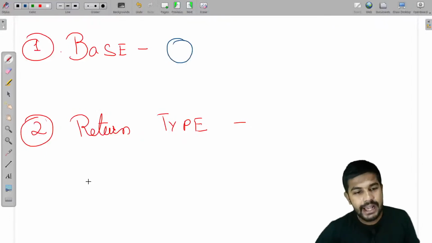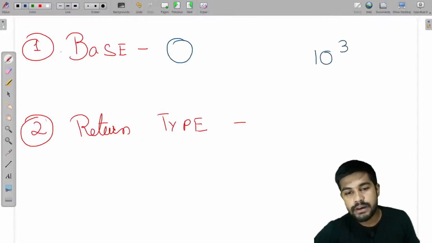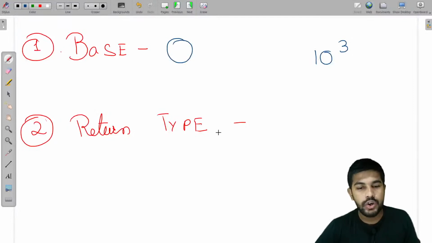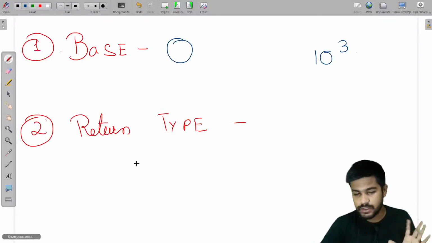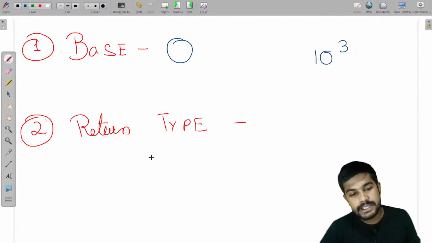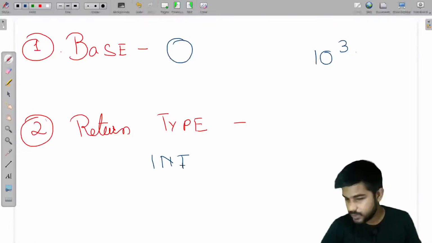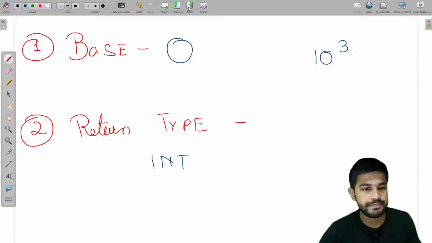Okay, but as the range is 10 to the power 3, we know that 10 to the power 3 would come inside the range of int. So the return type would be int itself. Okay, these two are fixed.